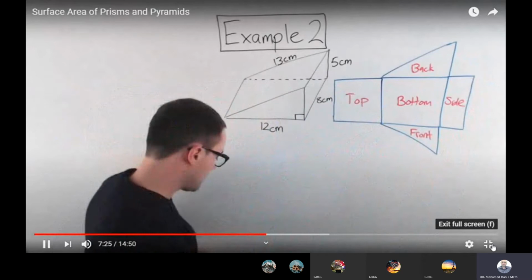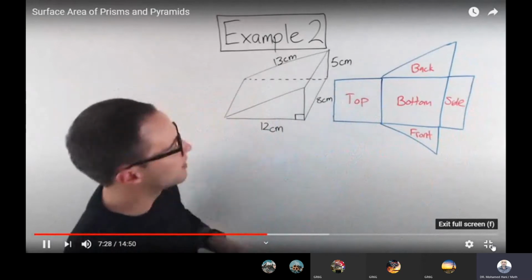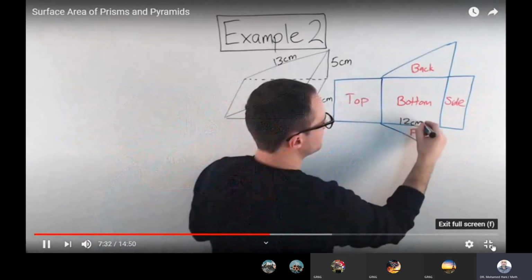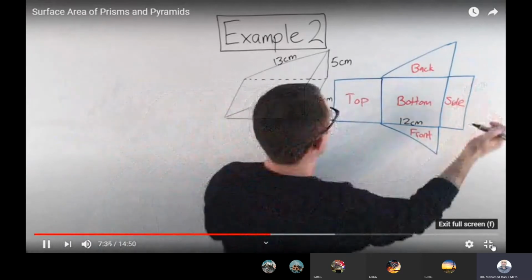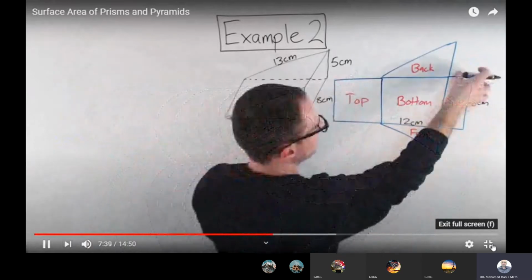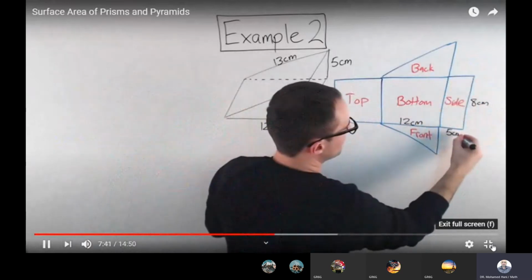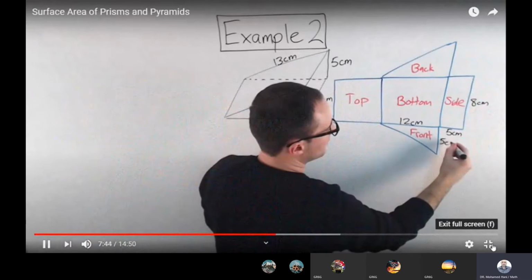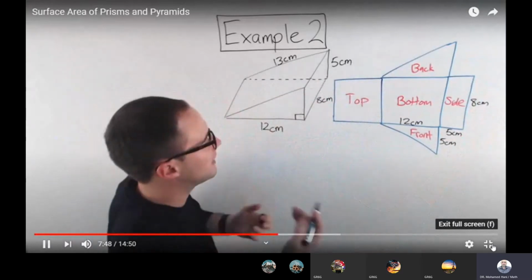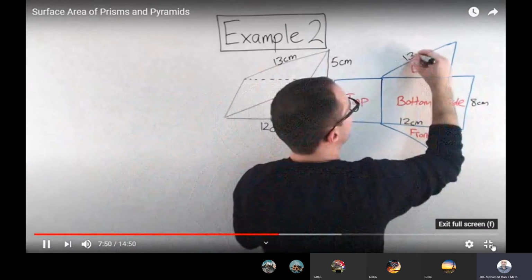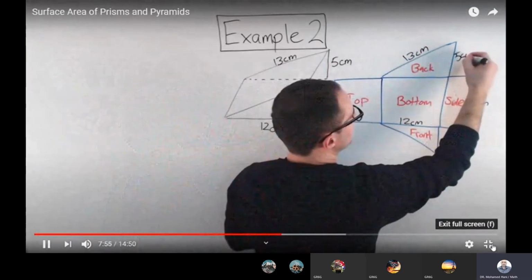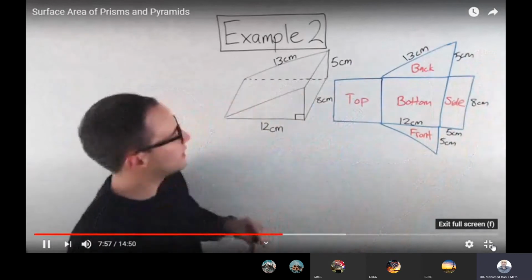Now let's add our lengths in there. So let's see. Here, 12 centimeters. 8 centimeters here on this side. 8 centimeters. 5 centimeters is here, the height there, 5 centimeters. It's also here, even though it doesn't look like it. My drawing, my net's not perfect. 13 centimeters along there, okay? And that's also 5 centimeters. That's also 5 centimeters, that's fine.